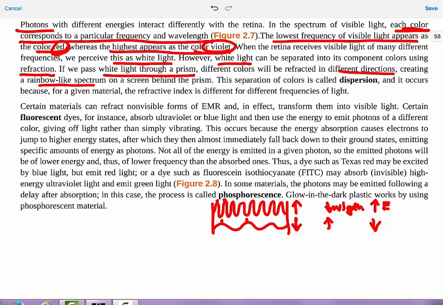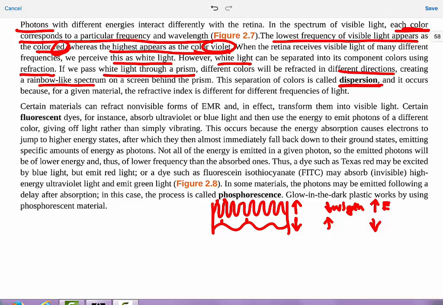A rainbow of color shooting out the other side, because those different frequencies, those different wavelengths, are going to go through that prism at different rates. And then that provides the different colors. So the separation of colors is called dispersion. So it's dispersing, right? It's breaking it apart. It's separating into the different colors.